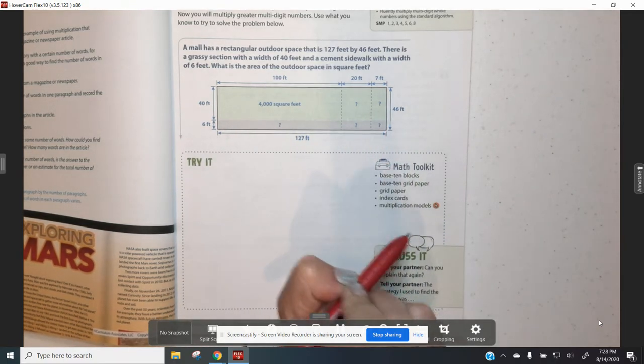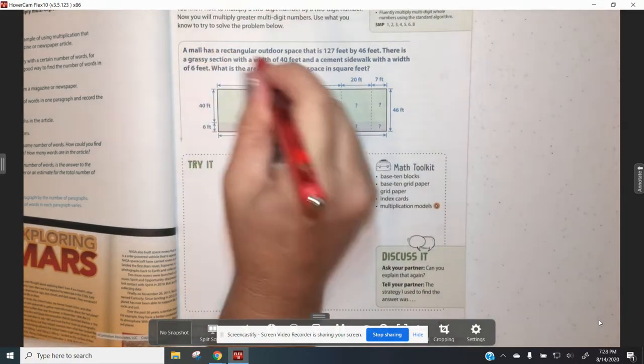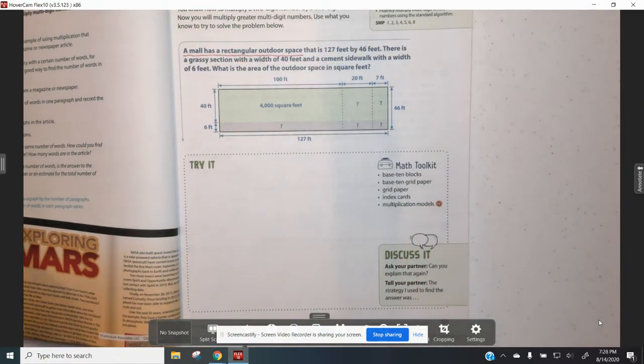So the first thing is, what is the problem about? The problem is about a mall with an outdoor space. That is what the problem is talking about. This mall and outside of the mall.